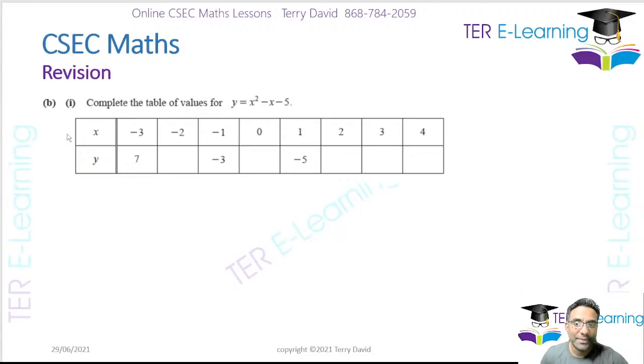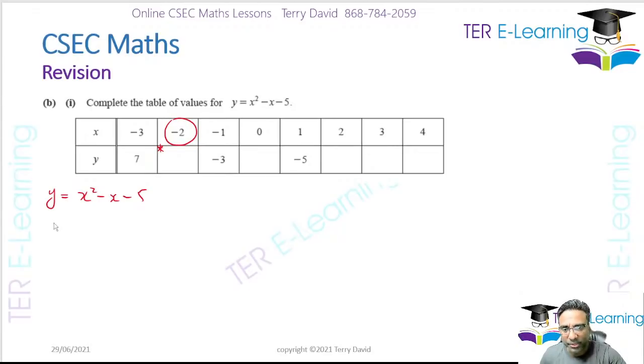And typically, CSEC will give you a table that you need to complete. Now, we need to complete this table here. We need to figure out this value, and 4 more values. So here's what you're going to do. You know that y is equal to x squared minus x minus 5. So to get the first value, I need to substitute minus 2 into my equation.